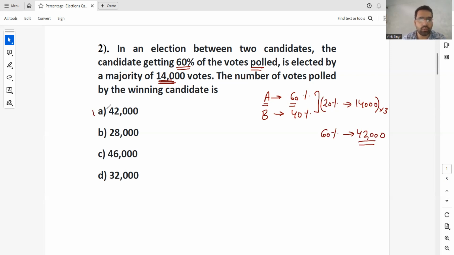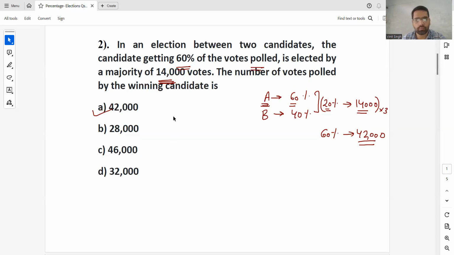So the winner gets 42,000 votes. We can directly calculate this question by applying percentage. Here the difference is 20%, which is equal to 14,000. A gets 14,000 votes more than B. Now in percentage, A will get 20% more than B. So 20% is equal to 14,000, and we have to find how many votes A will get. A will get 60%. 20% is 14,000, then 60% is equal to 42,000.